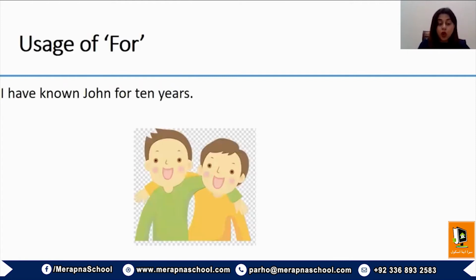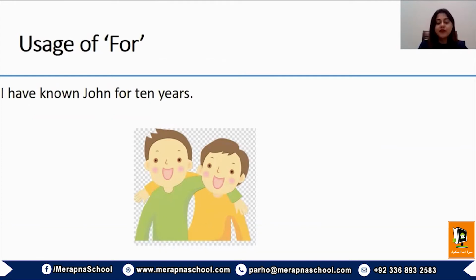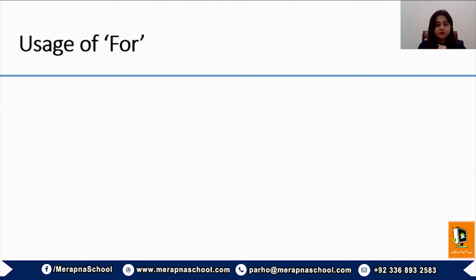I have known John for 10 years. Now I'm not referring to any specific year. I'm just telling the number of years I have known John. So I'm referring to the duration. That's why in this context, it is always right or correct to use for, not since.